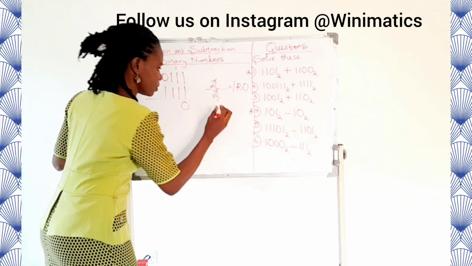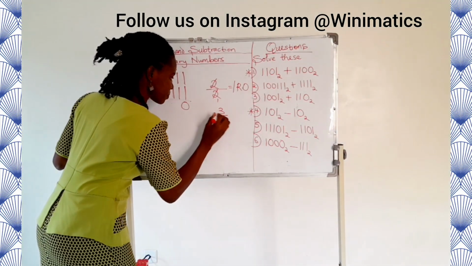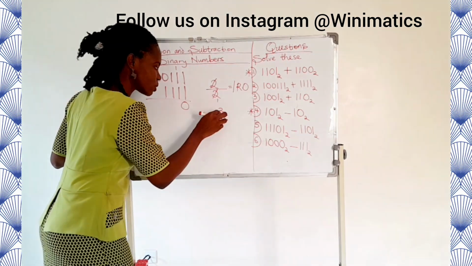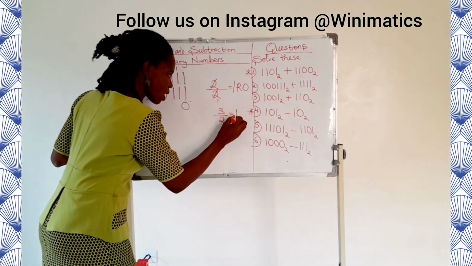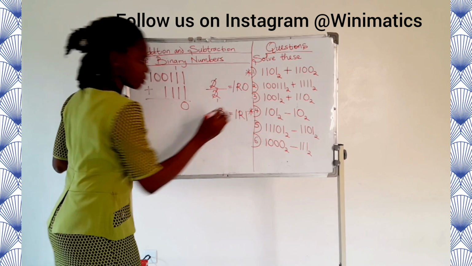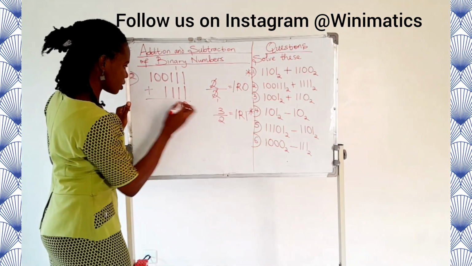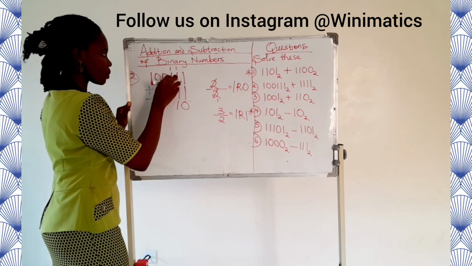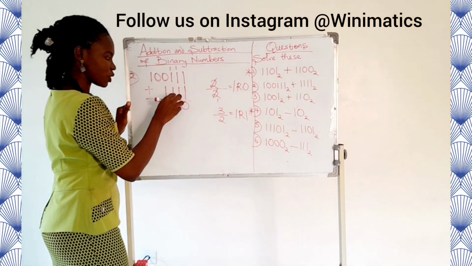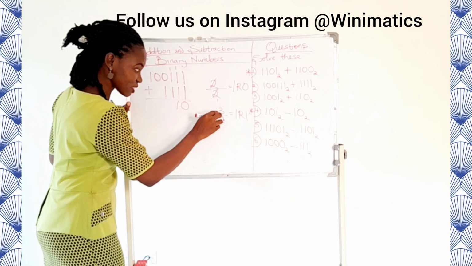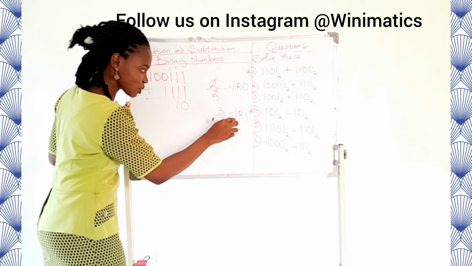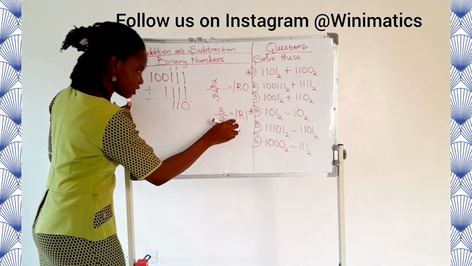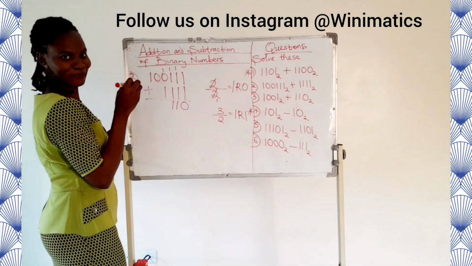We have 3. Then over 2, because we are working in base 2. 2 goes into 3 once, remainder 1. So this remainder 1, we write it. This 1, we give it to this. 1 plus 1 is 2, 2 plus 1 is 3 again. If you do the same thing, you get 1, remainder 1. So this remainder 1, we write it. This 1, we give it to this.